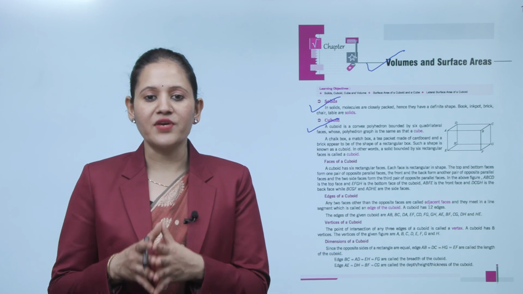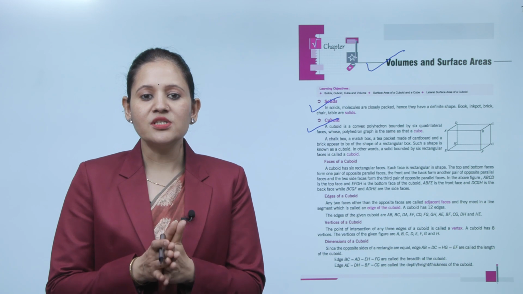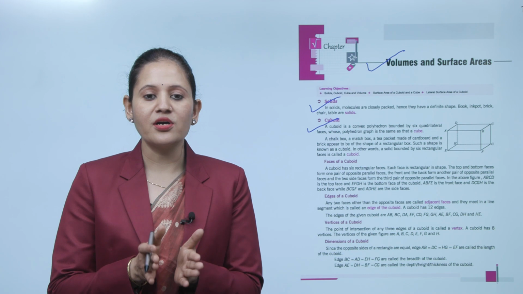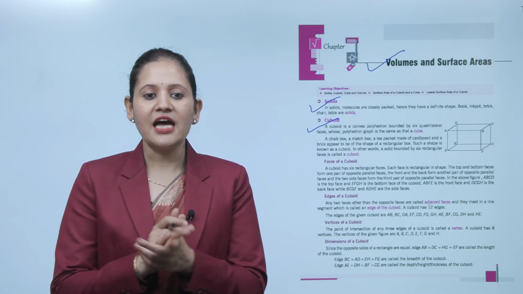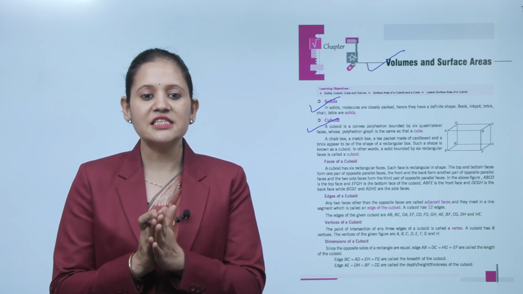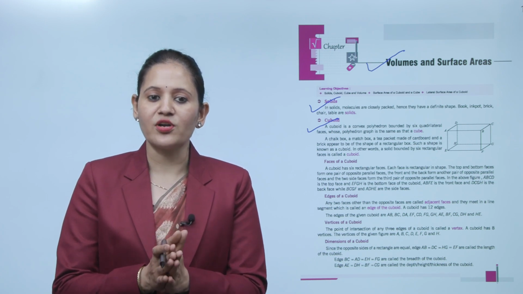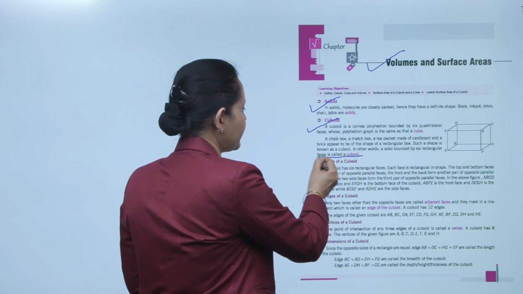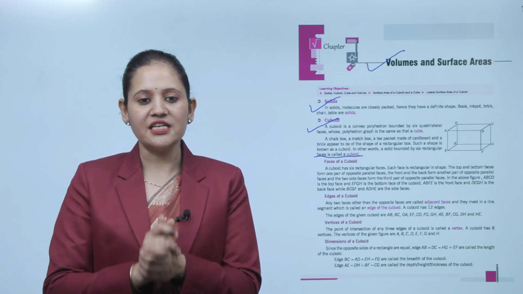A cuboid is a convex polyhedron bounded by 6 quadrilateral faces, whose polyhedron graph is the same as that of a cube. The chalk box, a matchbox, a tea packet made of cardboard, and the brick appear to be of the shape of a rectangular box. Such a shape is known as a cuboid. In other words, the solid bounded by 6 rectangular faces is called a cuboid. So 6 rectangular faces से मिलके बनता है cuboid. It is a 3D figure. In a cuboid, the opposite faces are equal.